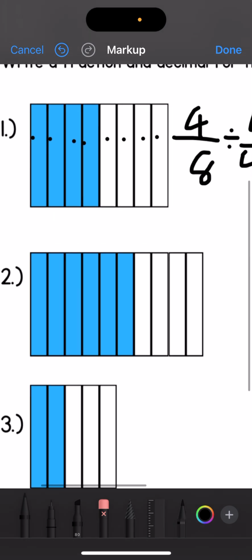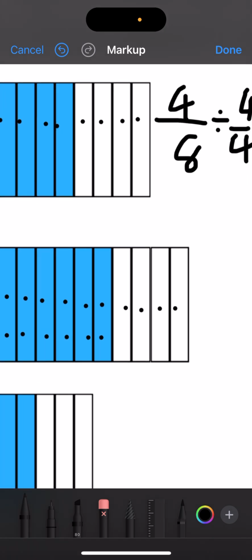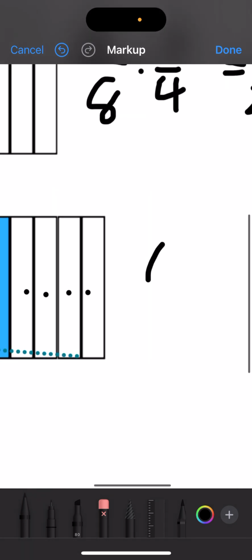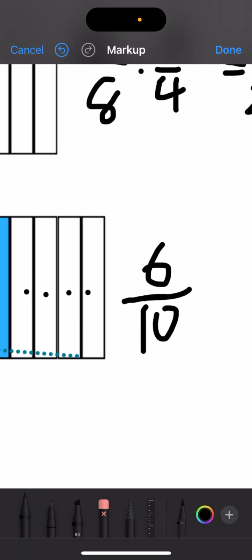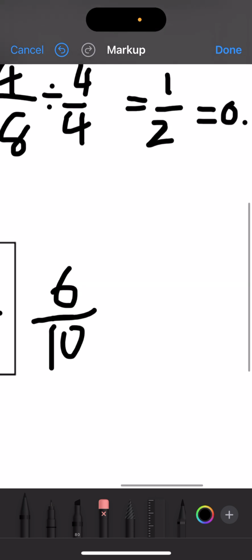Number 2, we have 1, 2, 3, 4, 5, 6, 7, 8, 9, 10 shaded. And we have 1, 2, 3, 4, 5, 6. No, 10 total and 6 shaded. So it'd be 6/10. Okay, so to turn 6/10 into a decimal, to turn any fraction into a decimal, you're going to divide the top by the bottom.